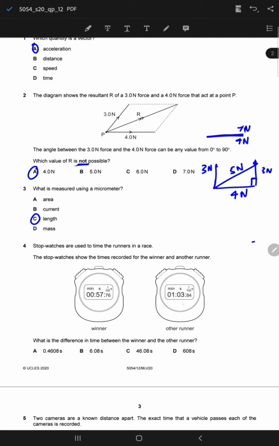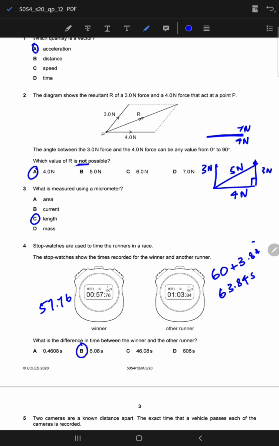So you have this thing as 1 minute and 3.84 seconds. This is going to be precisely, 1 minute is 60 seconds, you should know that, plus 3.84, which is 63.84. And for the other you have 57.76. So when you subtract 57.76 from 63.84, your answer is going to be 6.08. So the answer for this question is, by all means, B, right? Moving on.